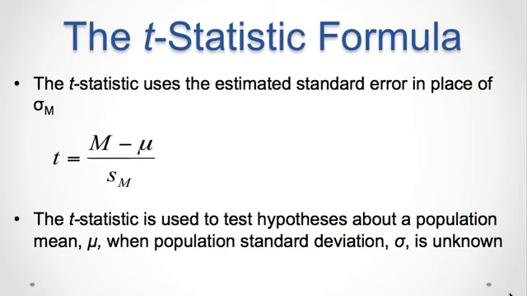The t-statistic formula is almost the same as the z-statistic formula. You should notice that the t-statistic formula uses the estimated standard error s_M in place of standard error sigma_M. The t-statistic is used to test hypotheses about a population mean mu when population standard deviation sigma is unknown. A large value of t, or a large ratio, indicates that the actual difference between the sample data and the hypothesized population is greater than would be expected if the null is true, or if there is no effect or difference.